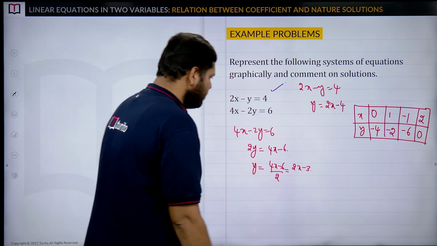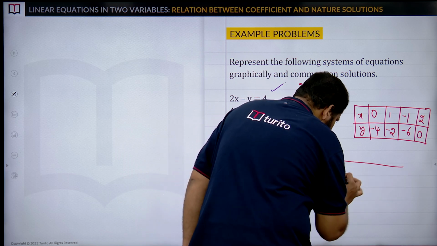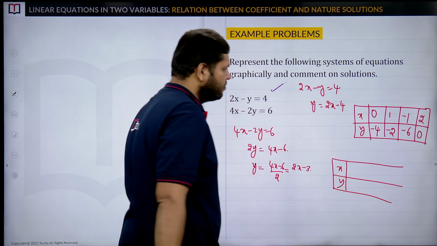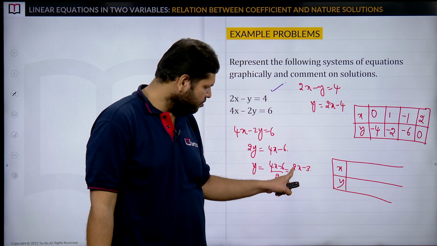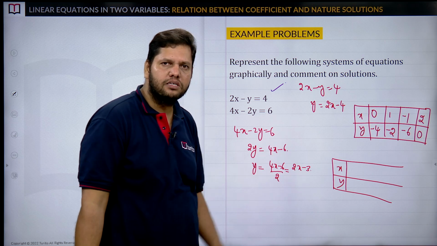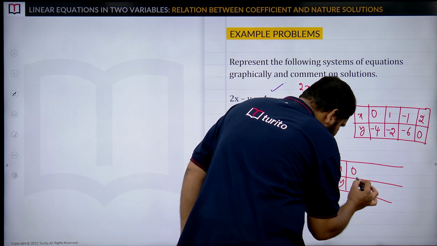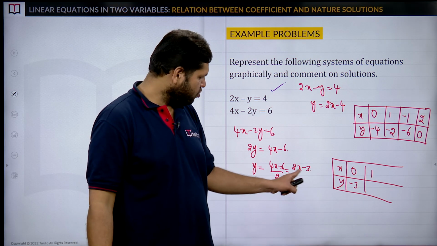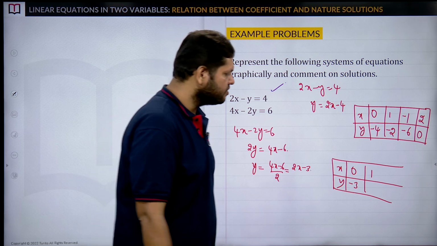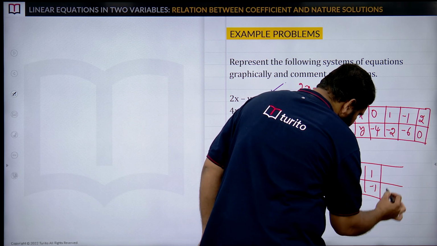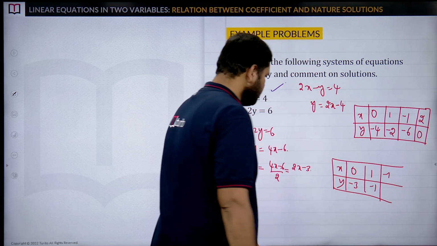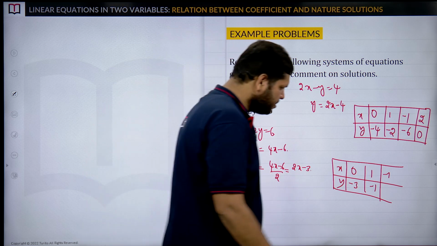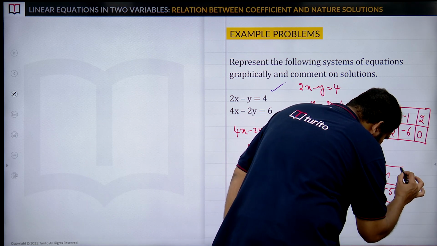Again, children, draw the solution box, same as previous. Take this as x and this as y. First take x is 0: 2 into 0 is 0, and 0 minus 3 is minus 3. So this is 0 and minus 3. Take x is 1: 2 minus 3 is minus 1. And take x is minus 1: 2 into minus 1 is minus 2, and minus 2 minus 3 is minus 5.